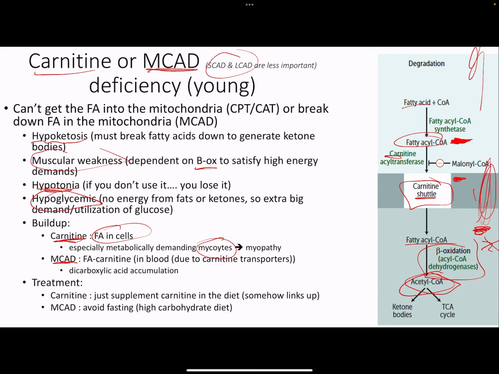And so you're actually going to find a little bit of these acyl carnitine structures in the blood. Somehow the breakdown of this generates a dicarboxylic acid. That's super high yield. You see dicarboxylic acid, you have an MCAD issue.